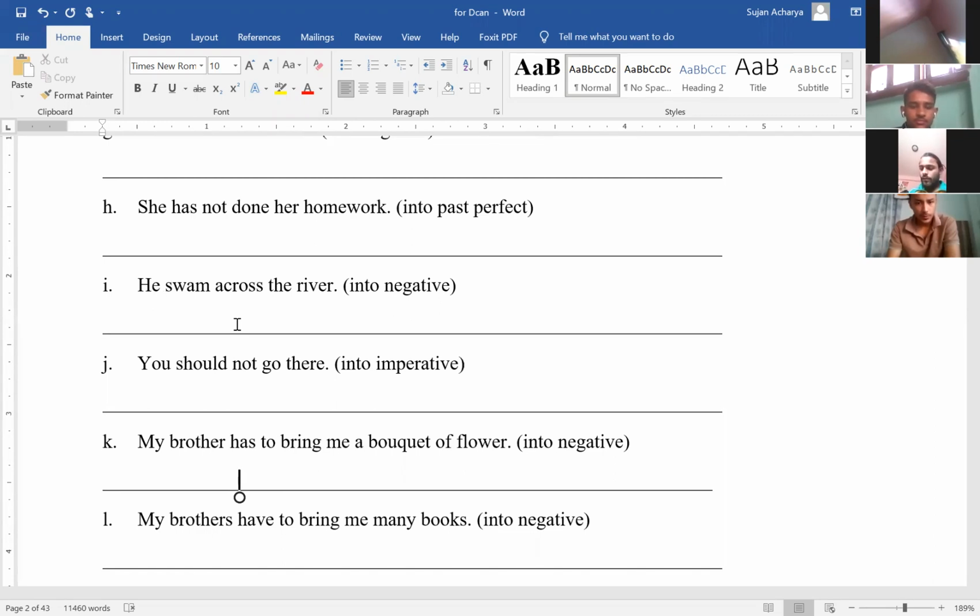My brother has brought. If there is P3 after has, have, had, then do, does, did is not added. In question tag, what was written? My brother has brought, hasn't he? My brother has to bring, doesn't he? My brother has to bring me a bouquet of flowers, into negative: My brother does not have to bring me a bouquet of flowers. My brother doesn't have to bring.